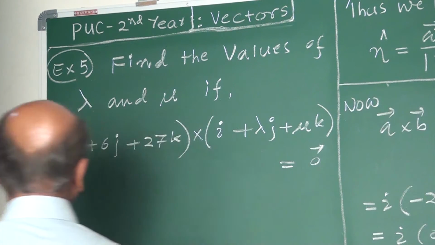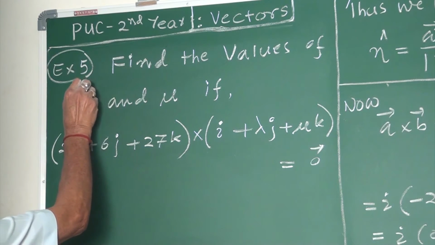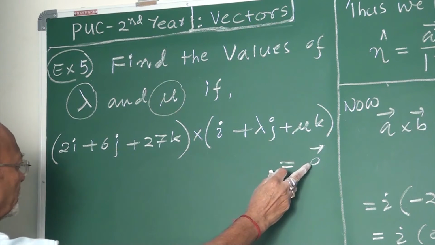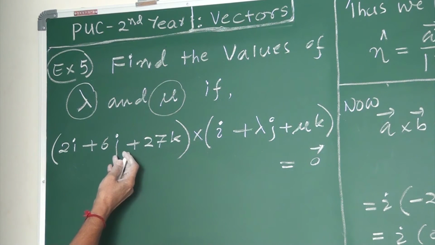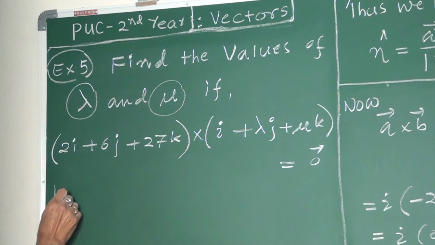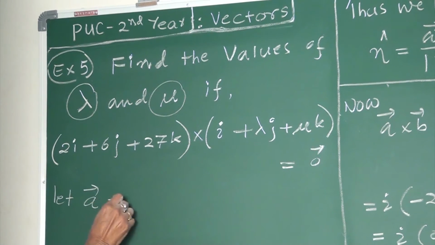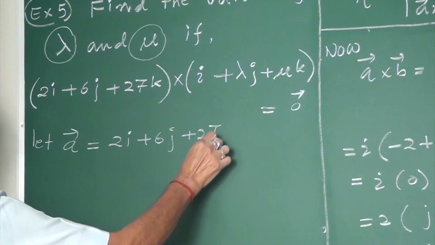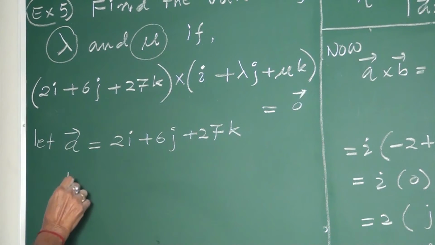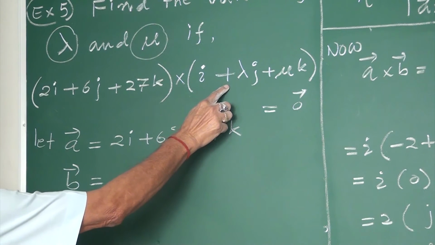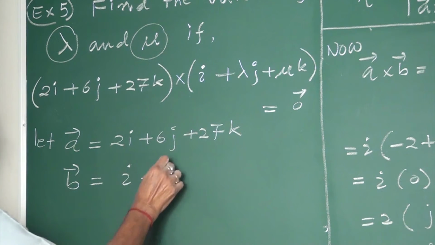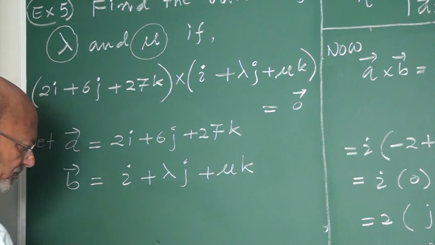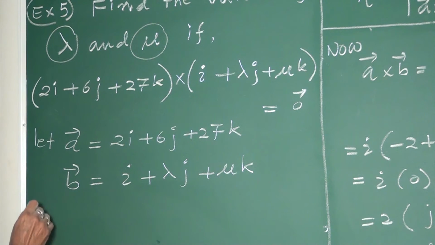Yes, friends. I wanted to find the values of these two unknowns, lambda and mu. What is given? This cross product is a 0 vector. Yes, my friends. So first find this cross product. Let vector A equal to 2i plus 6j plus 27k. Vector B equal to the second, my friends, which is i plus lambda j plus mu k. Then, my friends, A cross B.